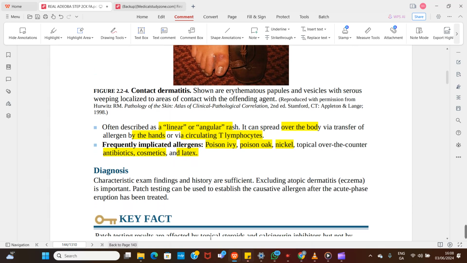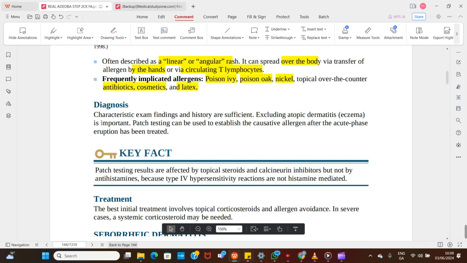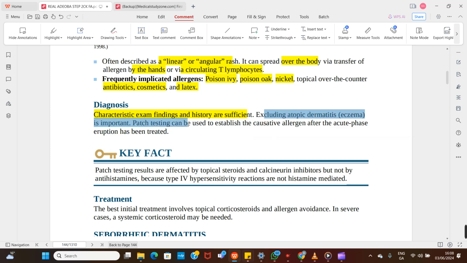So what do you do? To make the diagnosis, number one, it's clinical. The history and the examination findings are sufficient, but you might need to exclude atopic dermatitis because they are quite similar, right? You need to exclude atopic dermatitis. You look at the pattern, right? Because you expect atopic dermatitis to be occurring at the flexural areas, the cubital, antecubital fossa, the wrist, the neck, particularly in adults. Then in children, you see it in the face, the cheek, the extensor surface.